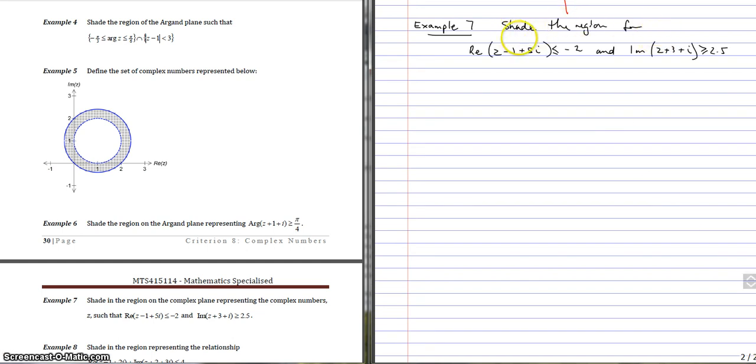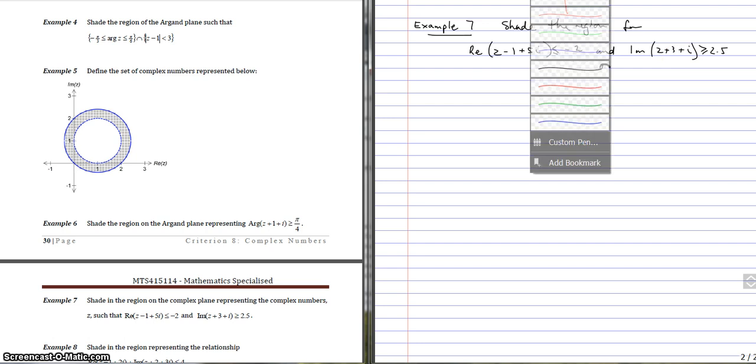Okay, what we're looking at with this example is that we're shading the region for this region and this region. So this 'and' is exactly the same as our intersection symbol. The intersection symbol just means and. So we're looking at the region that corresponds to both of these at the same time. Now remember, with the regions that are defined by the real numbers, that's going to be a vertical line, and those that correspond to just the imaginary parts, that's going to be a horizontal line.